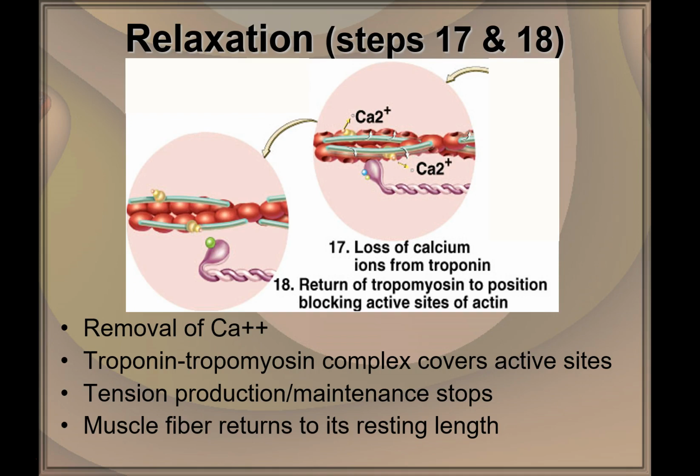Good. The action potential gets propagated or conducted down the sarcolemma, then down the T-tubules, opens up what, where? You had calcium channels in the sarcoplasmic reticulum that responded to the voltage change, so they were voltage-gated calcium channels.